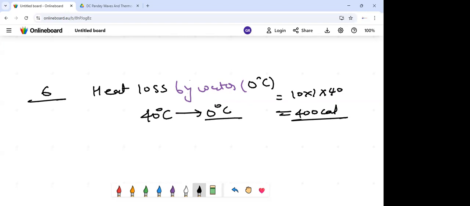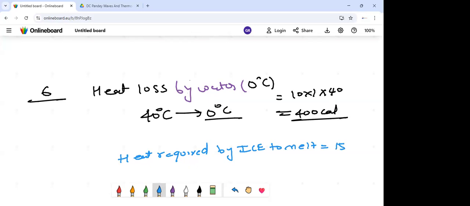Suppose ice requires more than 400 to melt. That means the final temperature will be 0, meaning water is not sufficient to melt the ice. If ice melts completely and we still have some heat left, then the temperature will rise. Is my point clear to you? Yes. So let us see how much heat ice requires. How much mass of ice is given? Heat required by ice to melt: ice mass is 15 and each gram requires 80, so that will be 1200 calories.